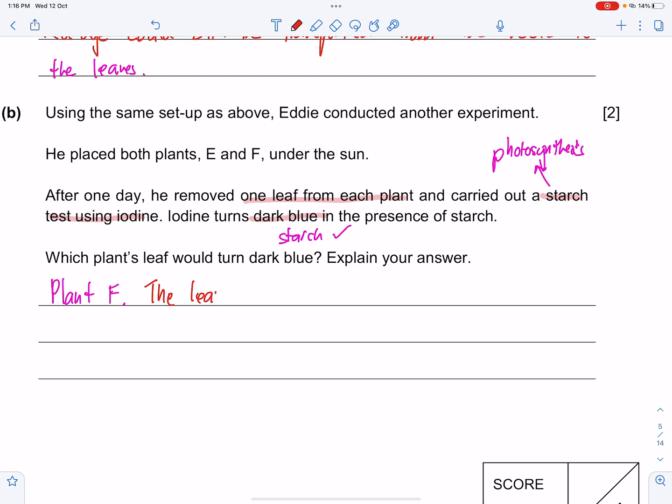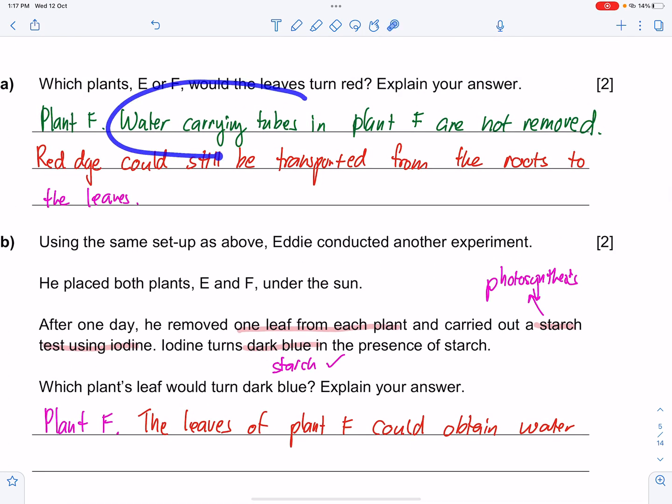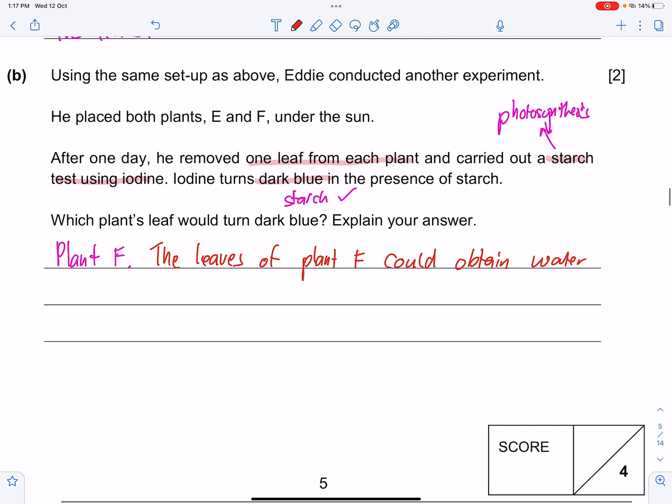The leaves of plant F could obtain water. Now, then you're going to ask me, Mr. Chong, do I need to write that the water carrying tubes are intact? My answer to you is actually you don't need. But if you put it in, it's good. But why don't need? Because you realize your previous answer, you've already told me that. So that's why the requirement of this question, don't need. But does it mean that you're wrong? No. Okay, so it could obtain water.